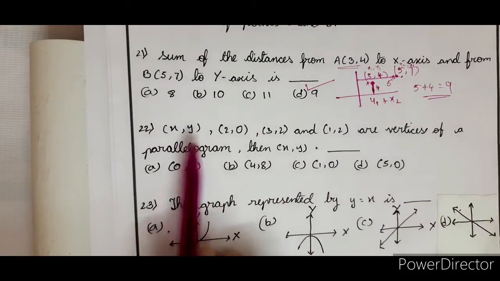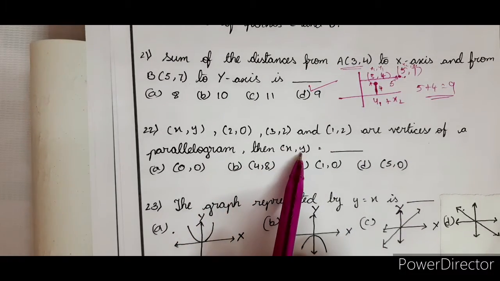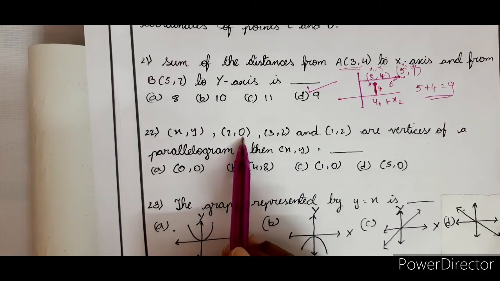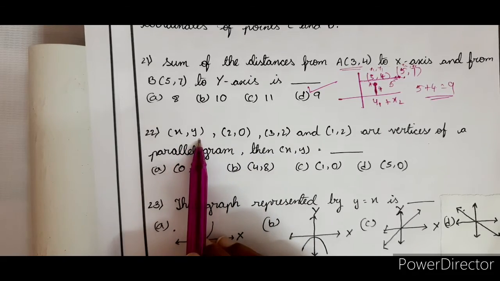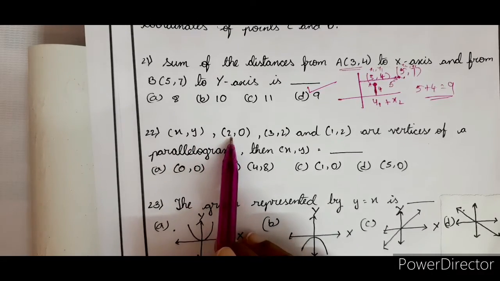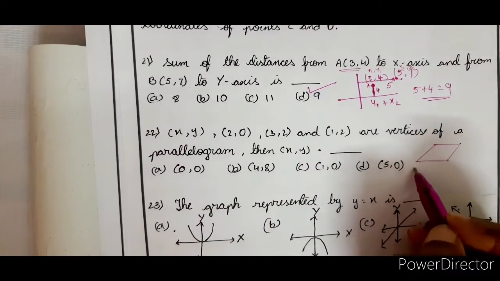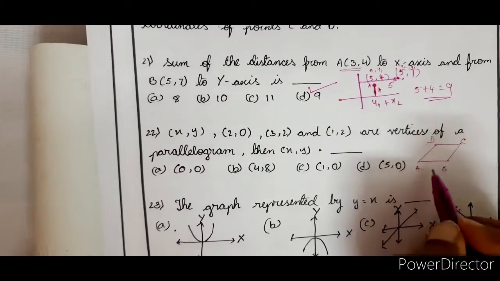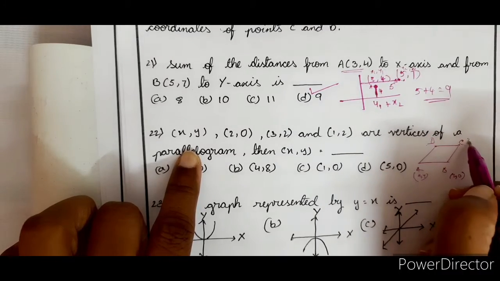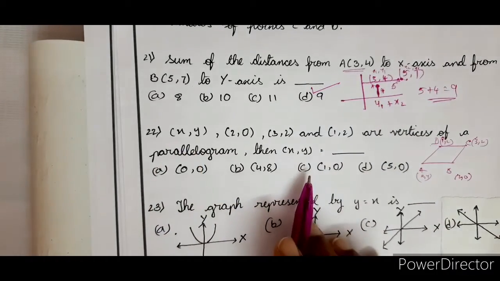So now next one. (x, y), (2, 0), (3, 2) and (1, 2) are the vertices of a parallelogram, then (x, y) is equal to. So if you take it in order, you have to determine x, y in such a manner that the sides are A, B, then C, D. If you take the parallelogram like this, A, B, C, D, then A is (x, y), B is (2, 0), C is (3, 2) and the other one is (1, 2).